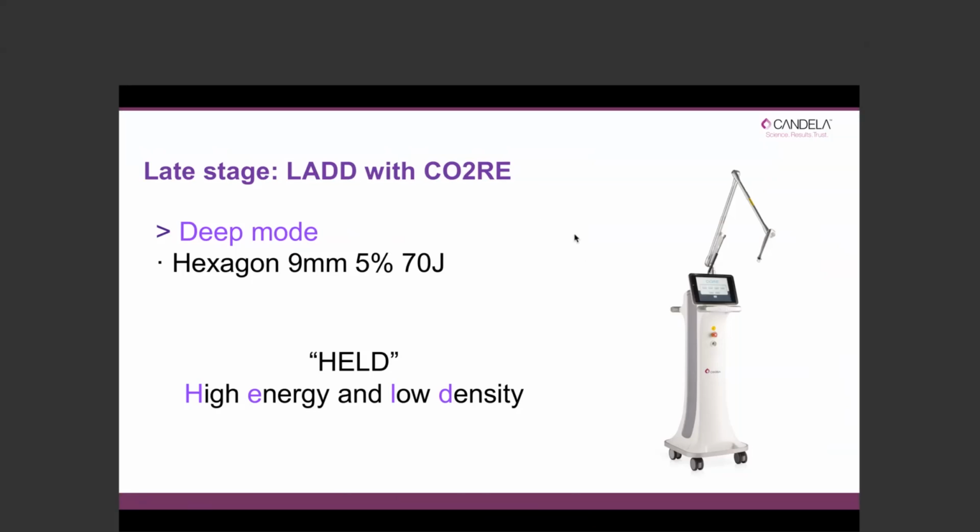And this is what the literature calls the HELD therapy, which stands for high energy and low density. This is being seen as the safest and the most efficient way to use a CO2 fractional laser in a scar. So we have to use the HELD therapy, high energy and low density.